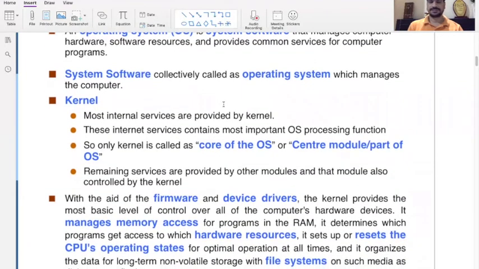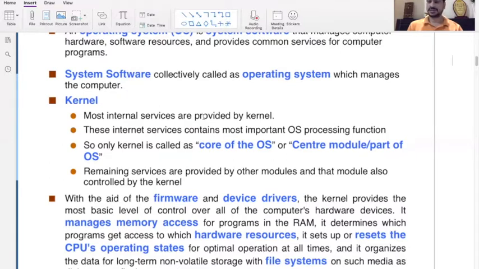What is a kernel? Kernel is the most internal services provided by the kernel. Now what do we mean by internal services? Let's say if a program needs a platform, or needs some resources to run, these resources will be provided by the kernel. If two processes want to communicate with each other, inter-process communication, that is also done by the kernel. If a program needs to be loaded into the main memory, the management of the main memory is also done by the kernel.